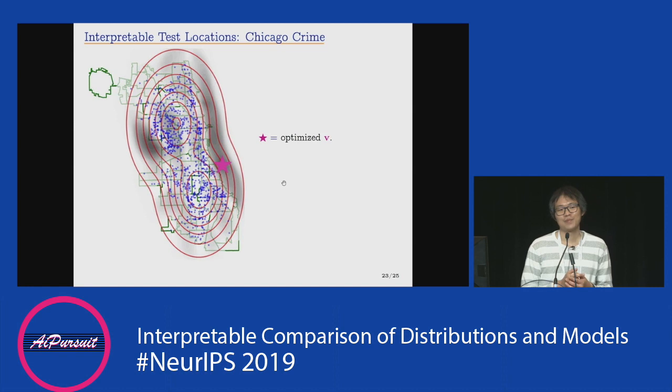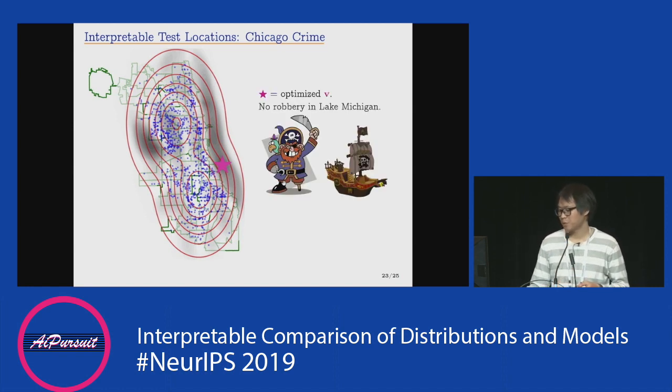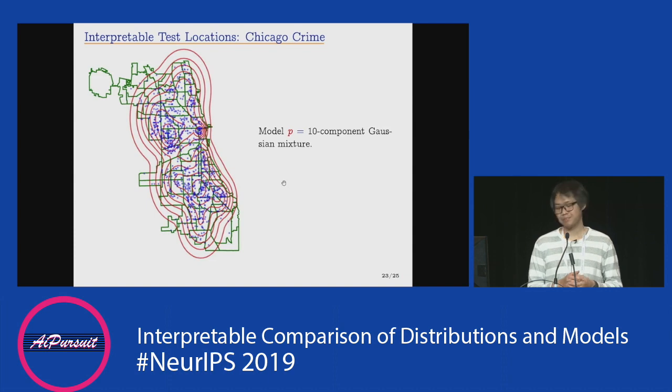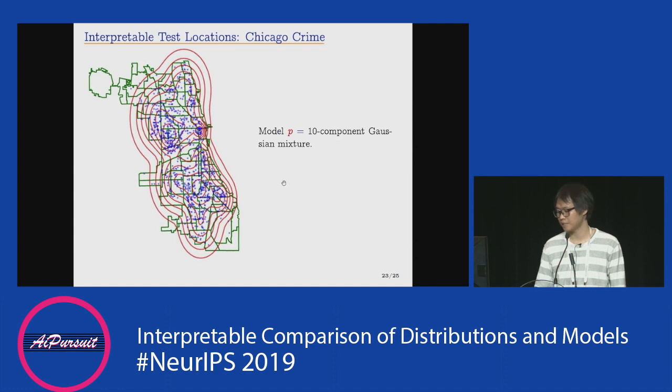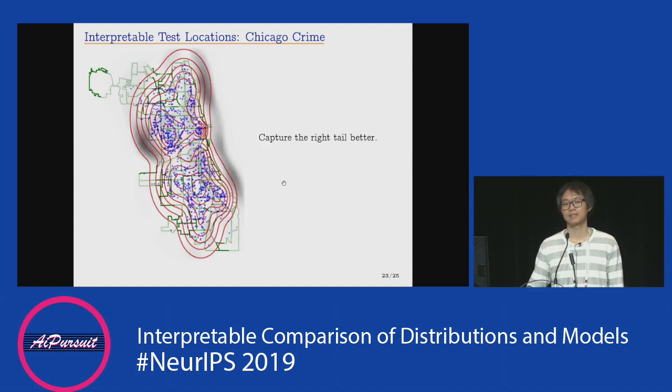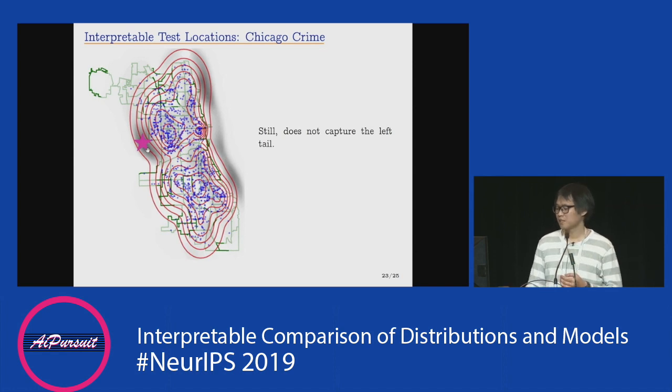So what about a more complicated model, right? Say, instead of 2-component, we can consider a 10-component Gaussian mixture. We can run the same procedure. We consider the score function and so on. We do the maximization. Now we get this location instead. The reason is because now the right tail has a better fit, because of a more powerful model. But still, there's some mismatch on the left. So this approach of learning test locations allows you to interpret where the model is wrong, and it also allows you to come up with a more refined or better model to fit the data.